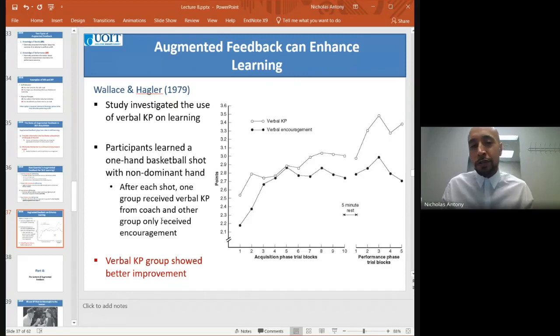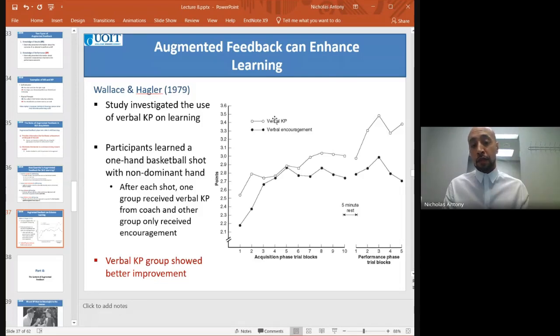Okay, so here's an example. Because the question was, okay, so if I'm giving augmented feedback, we know that it can motivate people. Maybe it's not about what you're saying. Maybe it's just the idea of motivating someone that will help them learn. And so what they did was they had people practicing a basketball shot. And so they had two groups.